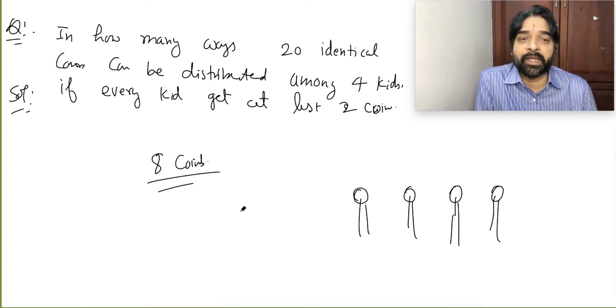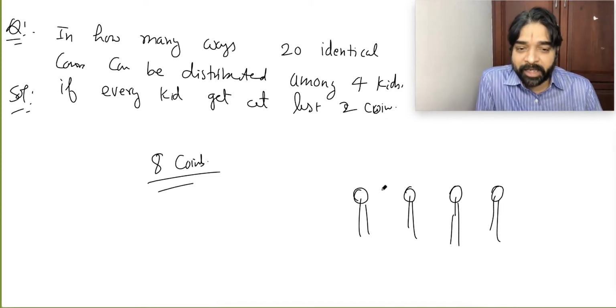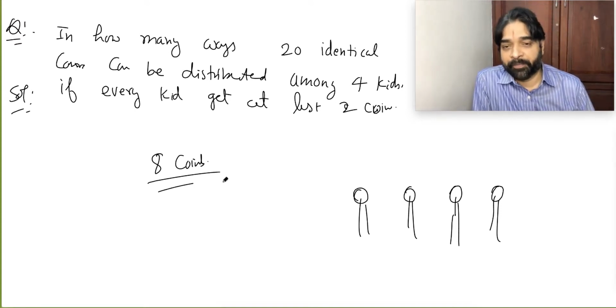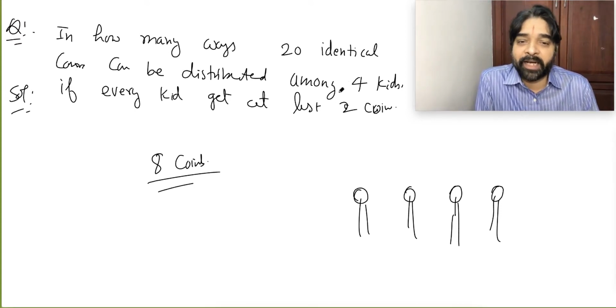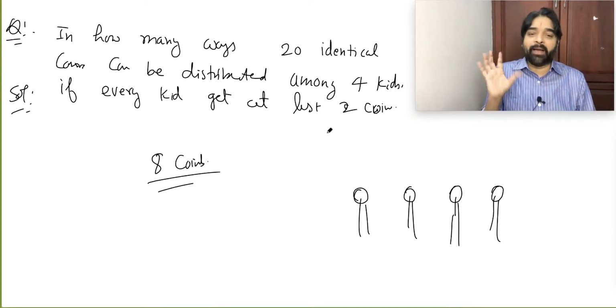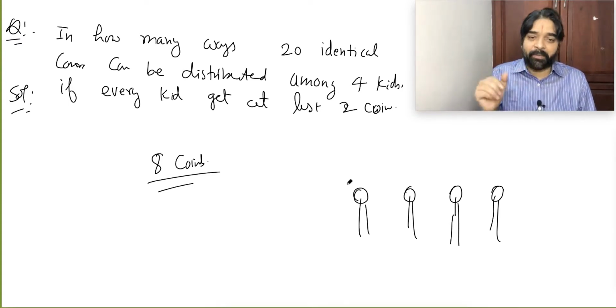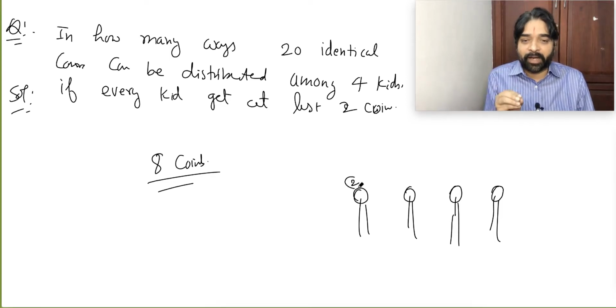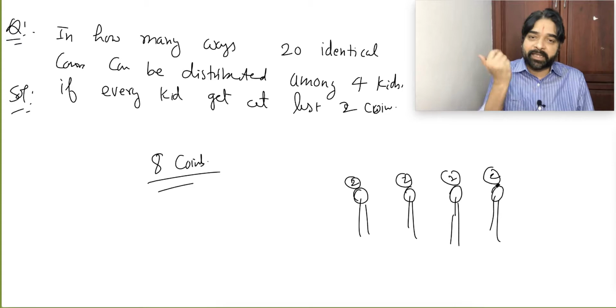Some people are cutting their solution, saying the answer is 1. This particular case I am talking about. So each one should get 2 objects, that will be 1. Okay, look at this question: 20 identical coins, 4 kids, at least 2 coins they should get. So first I will give everyone 2 coins, and be happy. Their minimum condition I satisfy.